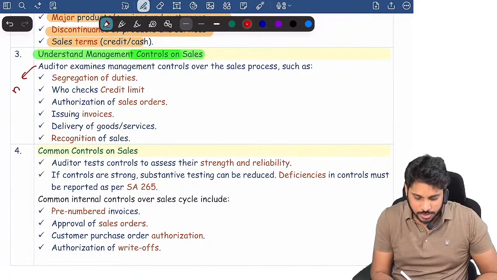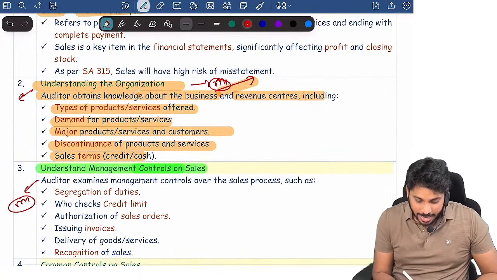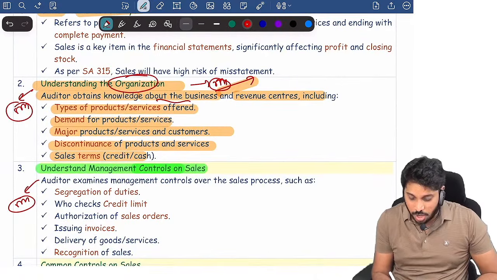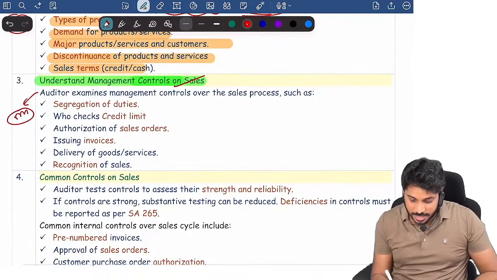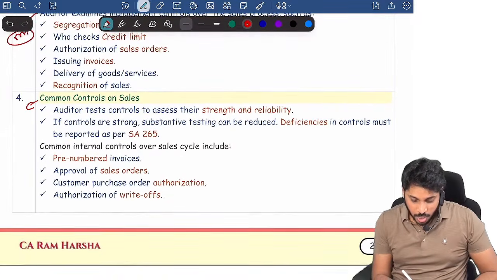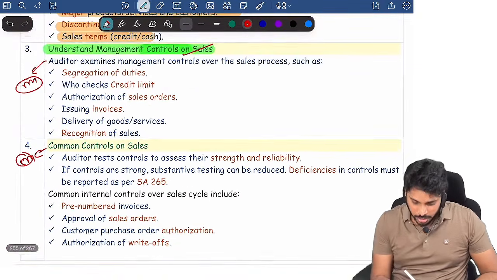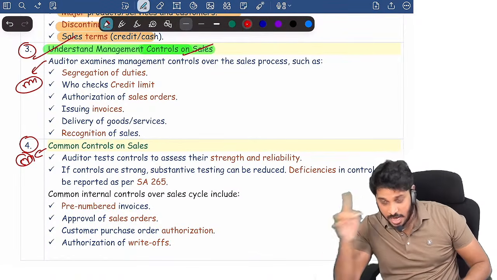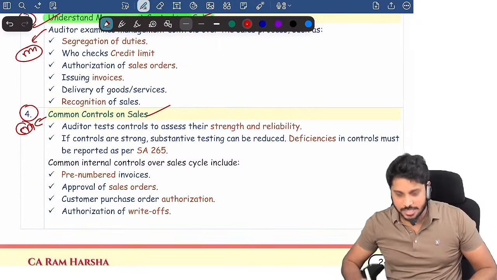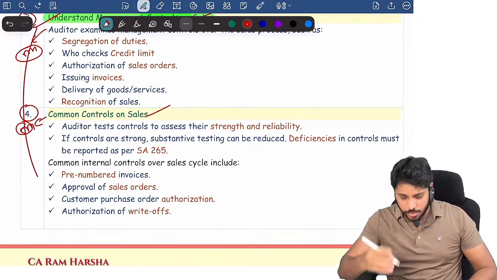In the exam they can ask this itself as a 5 marks question: understanding the organization, knowledge about the business and revenue centers. They can ask a control point as a 5 marks question, or common controls as a 5 marks question. But when they ask 3 and 4 marks, either understanding of controls on sales or common controls on sales, anything they ask, you need to write like this.